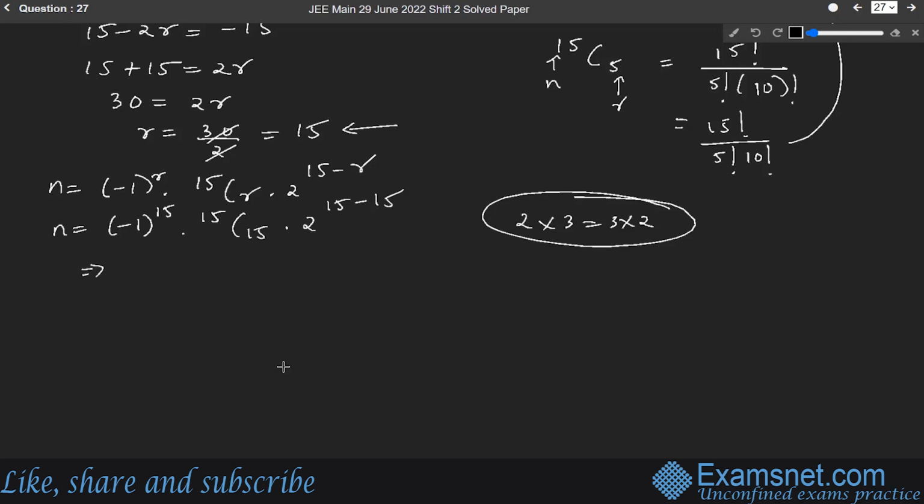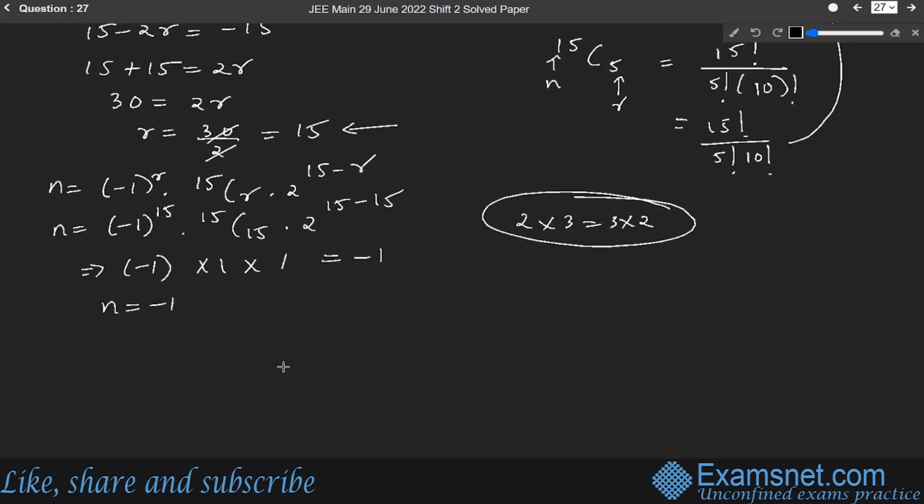Right. Now here minus 1 power 15 will be minus 1. And 15c15 will be 1. Again 2 power 15 minus 15 will be what? 2 power 0. Anything raised to 0 is also 1. So the value of n will be minus 1.